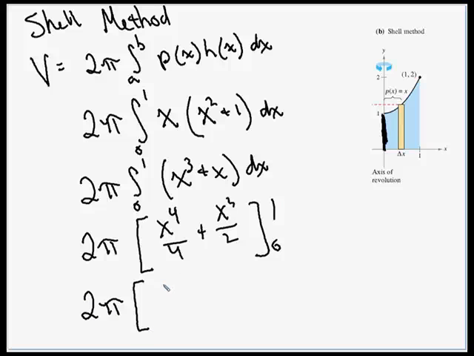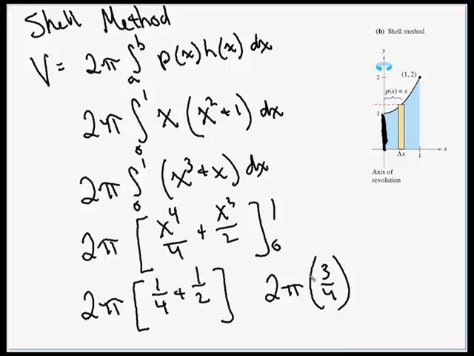Plug in the 1's and we're going to get a fourth plus a half. And then we'd minus 0 plus 0, which just falls right off of there. And a fourth plus a half is 3/4. 2 pi times 3/4, we would get 6 pi over 4, and that would reduce to 3 pi over 2. Look at that. Same answer, 3 pi over 2.